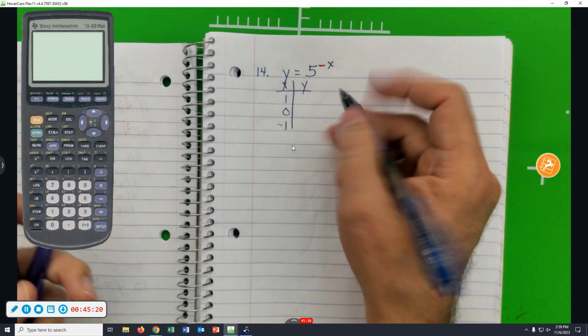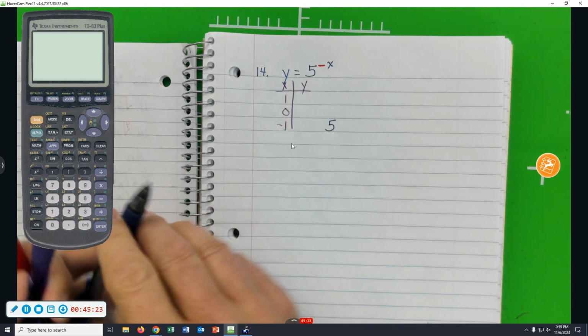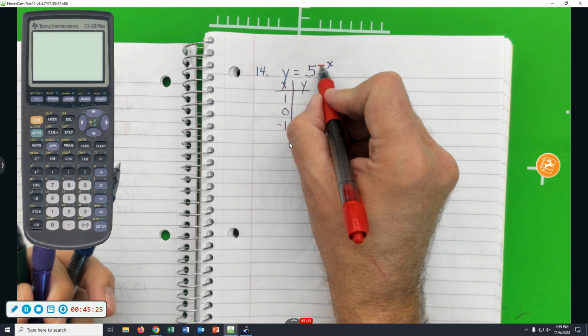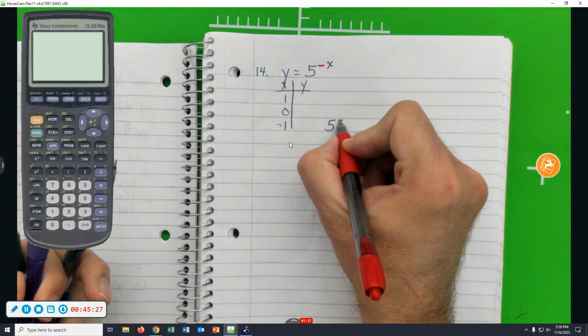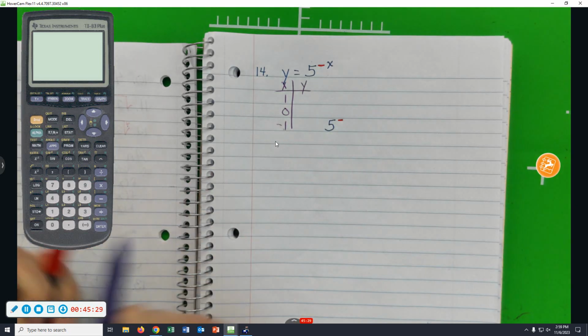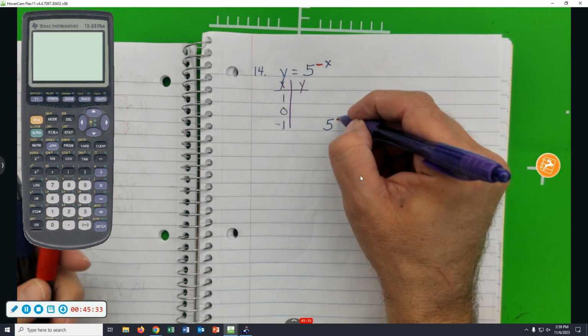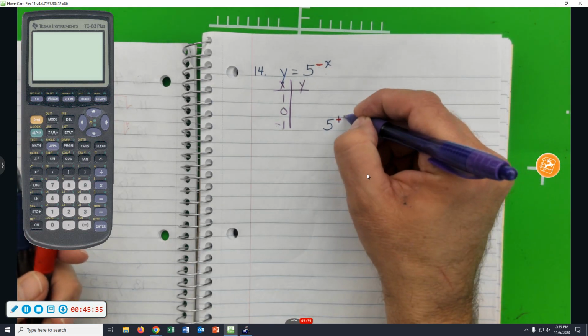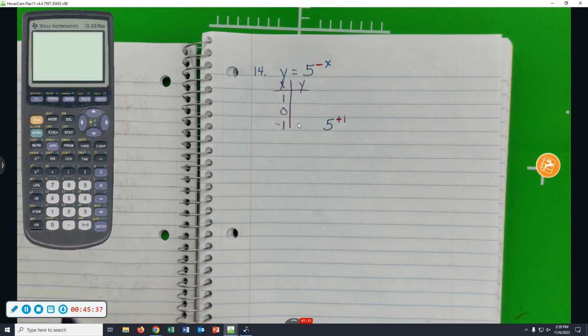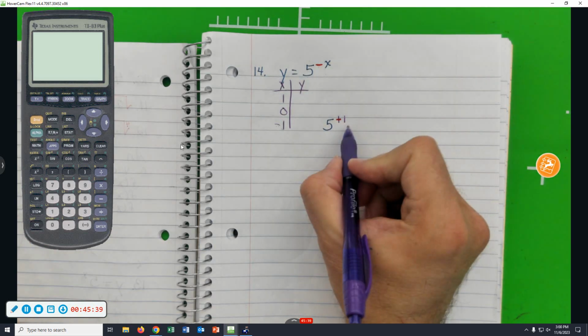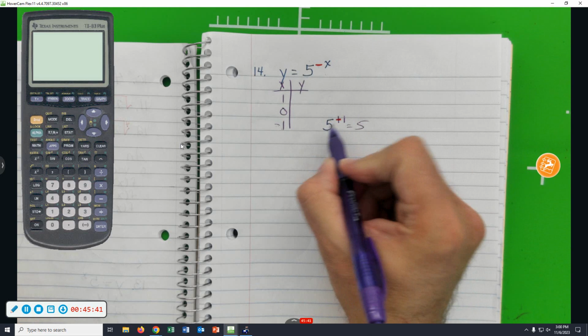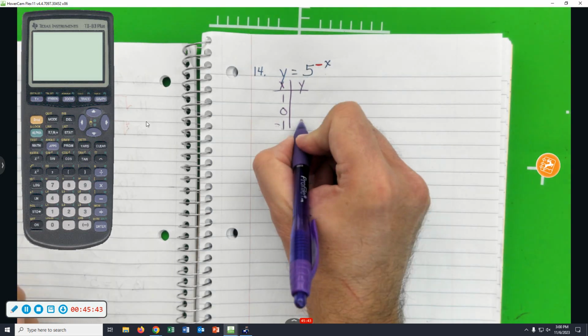I need to write it down. 5 to the negative, here's the red negative, that's in the problem. Now we're about to have a purple negative 1. So what's that going to reduce to? That's going to be a positive 1. So is that going to just be a 5? 5 to the positive 1 power?